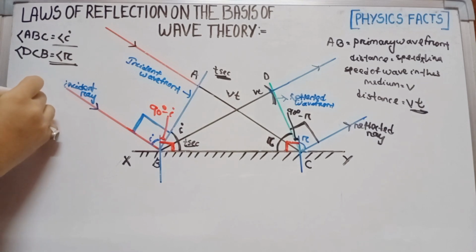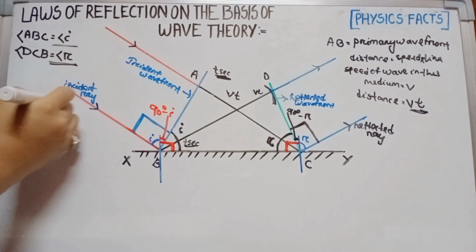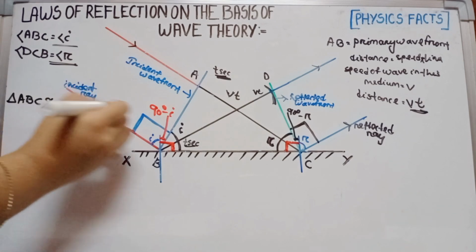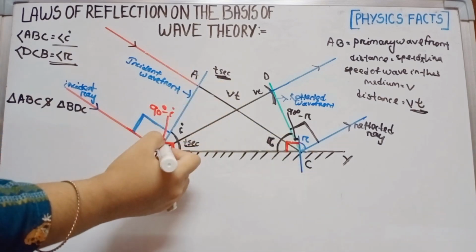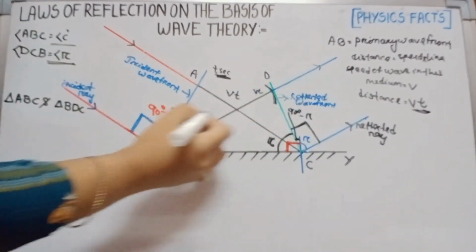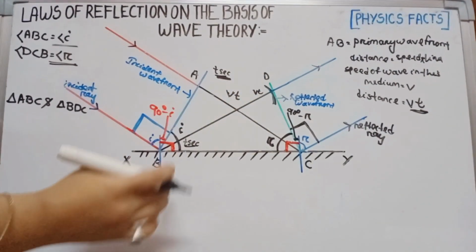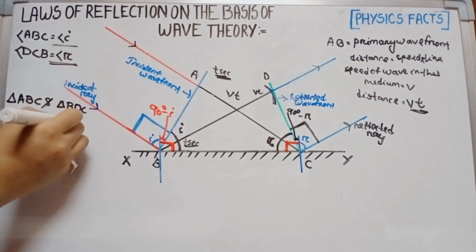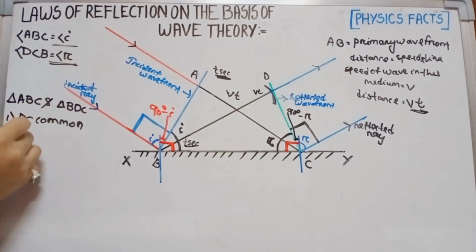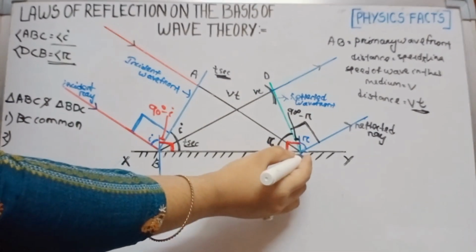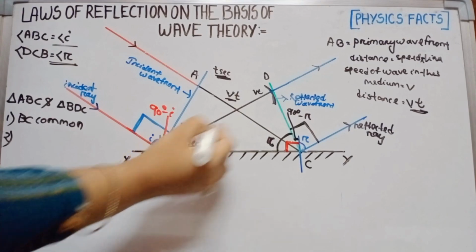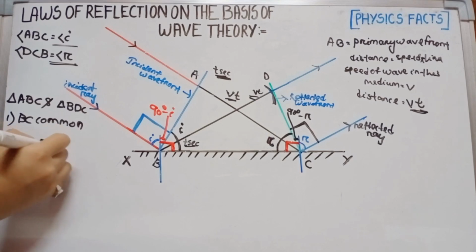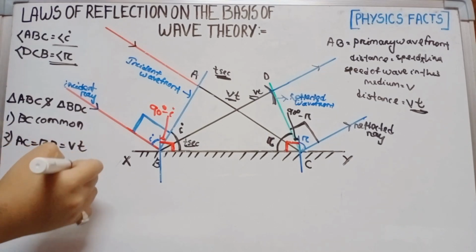Now हम यहाँ पे two triangles ले रहे हैं. Triangle 1, this one is ABC, and another triangle BDC. इन दोनों ट्रायंगल में हम क्या सिमिलरिटीज देख रहे हैं? एक हो गया ये BC कॉमन. Next, AC is equal to vt. Also BD was equal to vt. That means AC equals BD equals vt.